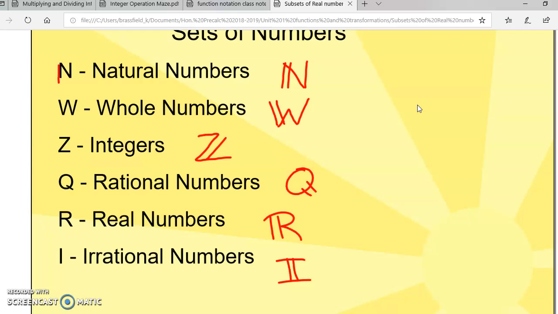A whole number is basically a natural number and also 0. So a whole number would be numbers like 0, 1, 2, 3, 4, 5, and 6, that kind of thing, and so on, all the way to infinity. So a natural number and a whole number are very similar because whole numbers are natural numbers, including 0, though.